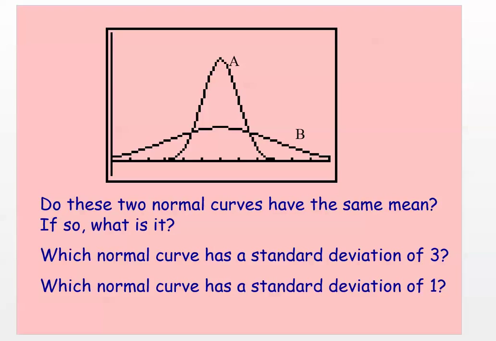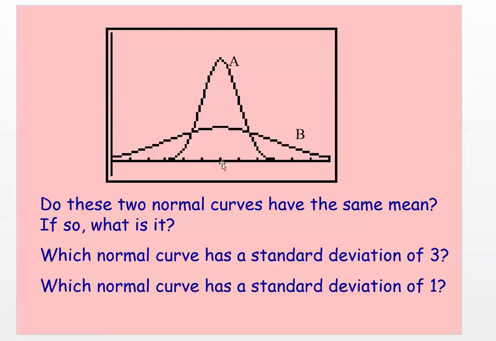Start with the first question. Does it appear they have the same mean? And if so, what is it? Well, they both look like they're centered right above this line. And if I count over 1, 2, 3, 4, 5, 6, it looks like the mean's right there at 6.